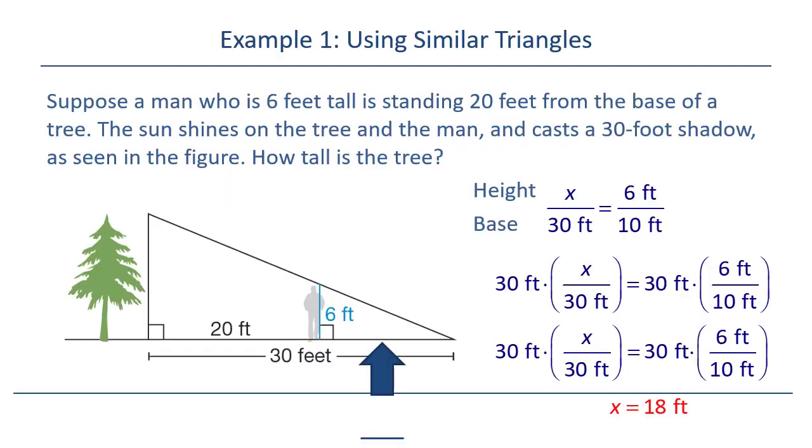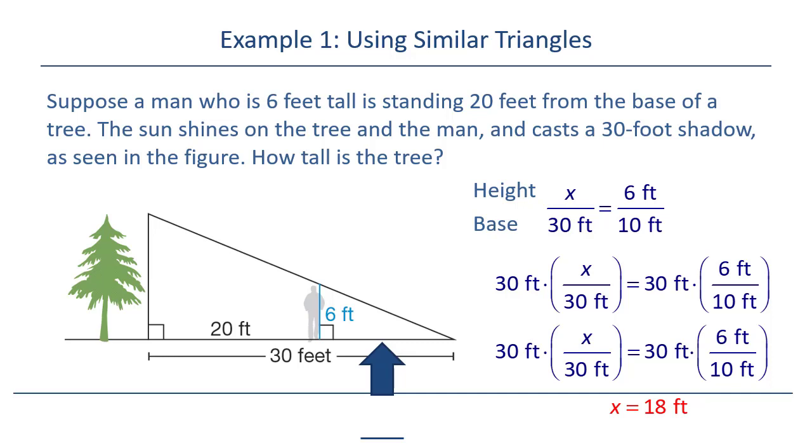Here's a very typical similar triangle problem that you'll see in books. Suppose a man who is 6 feet tall is standing 20 feet from the base of a tree. The sun shines on the tree and the man, obviously, right? And casts a 30-foot shadow as seen in the figure. How tall is the tree?